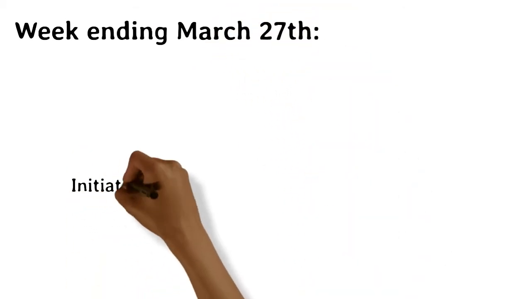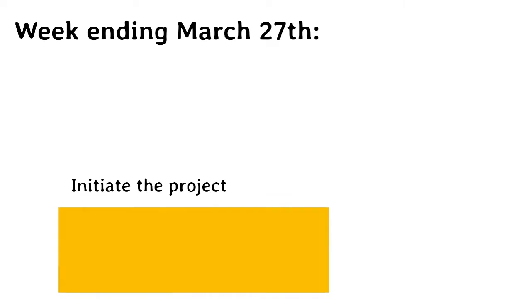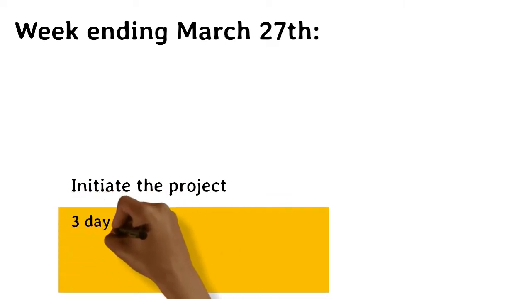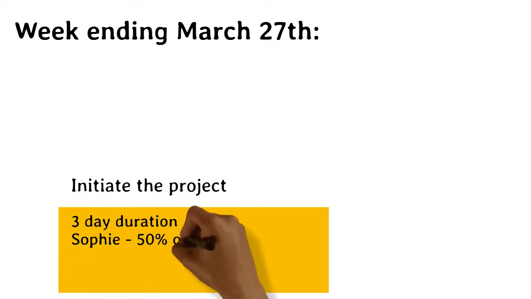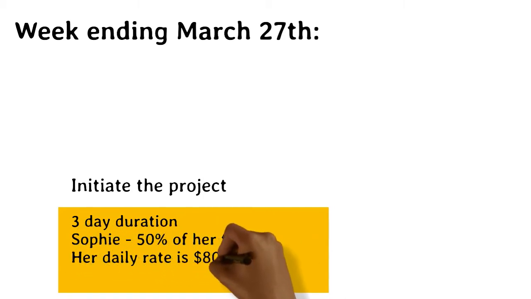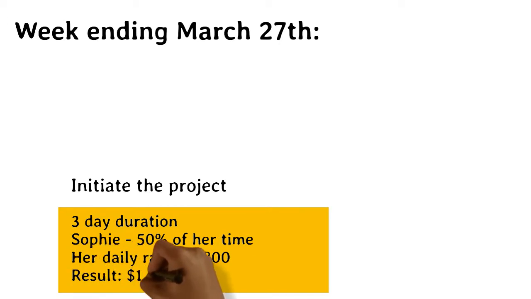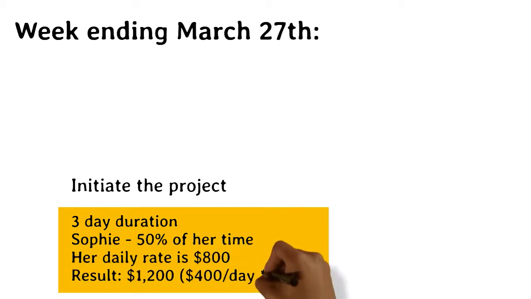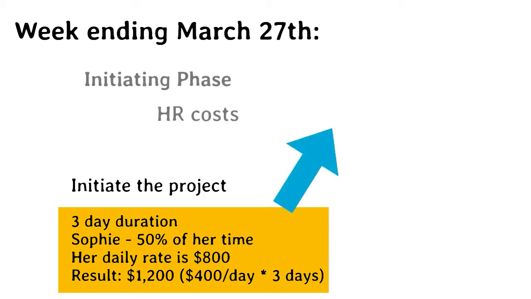For example, for the week ending March 27th, her calculations would be as follows. The Initiate the Project activity is planned to start and finish in 3 days. The project manager, Sophie, plans to spend 50% of her time on this activity. Because her daily rate is $800, this results in a total planned cost of $1,200, $400 per day times 3 days. This amount is placed under the March 27th column for HR costs in the initiating phase.